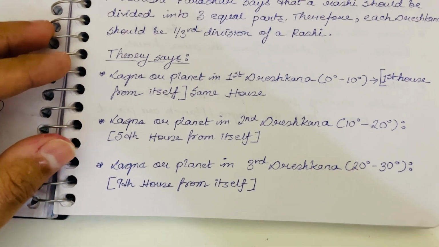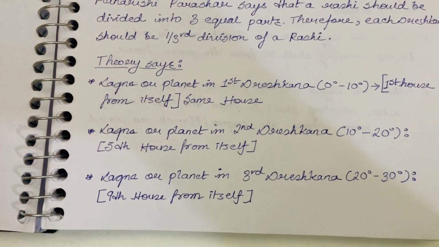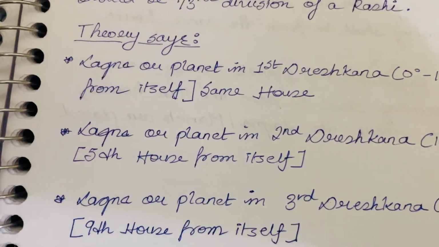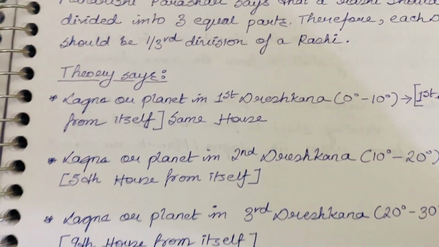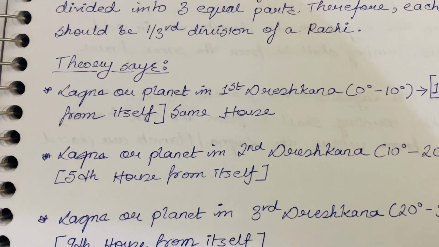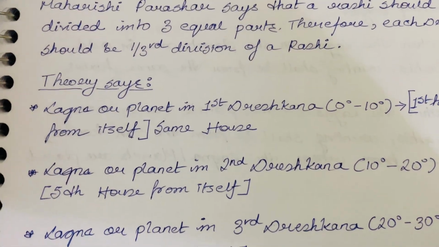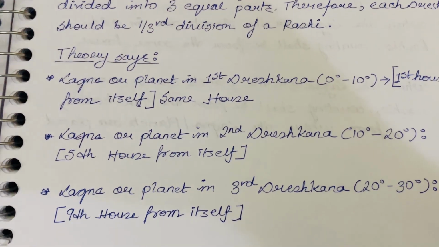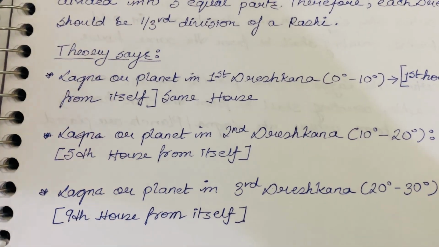If I simplify this, there are three Dreshkanas. The first Dreshkana is from 0 degrees to 10 degrees. The second is from 10 degrees to 20 degrees. And the third is from 20 degrees to 30 degrees. All right, a very simple calculation.